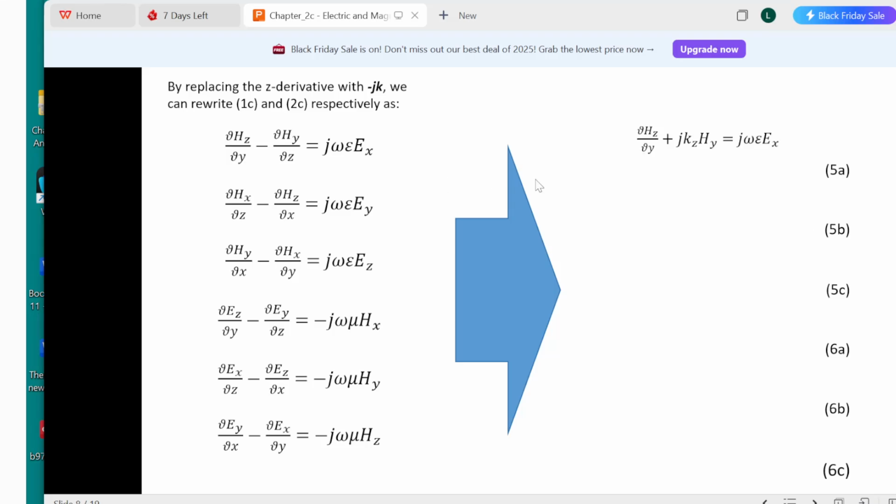Let's do this. So if we replace, now here we have a Z notation in this equation. So we replace it with minus J of K. J of KZ, yeah, precisely. J of KZ. So we get this. And similarly, we can do the same for this one.